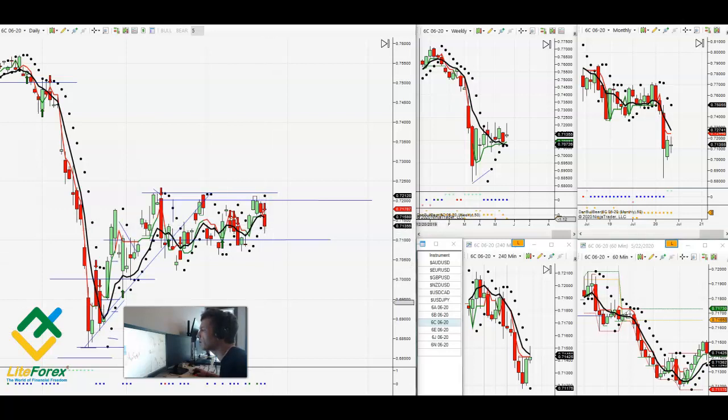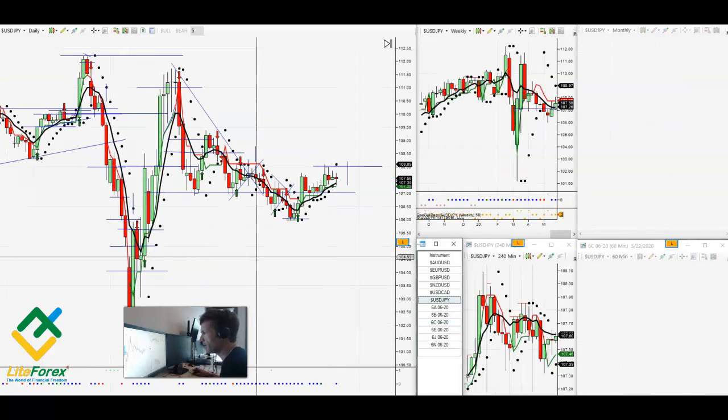Right now it does look like it's going to go down. So I'm going to be leaning more bearish on the Canadian dollar, bullish on the USD CAD, but it's choppy, so you have to be cautious.